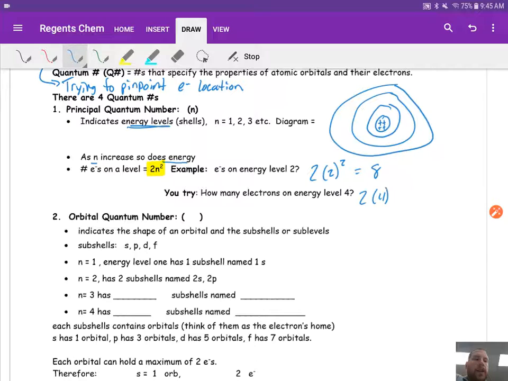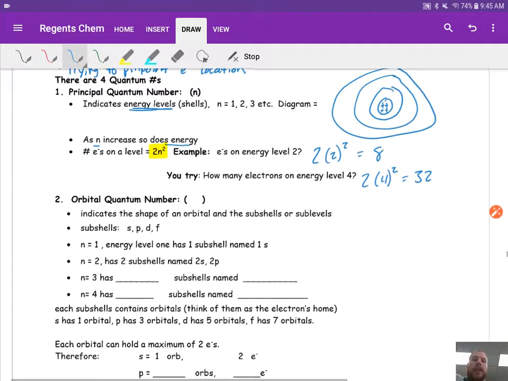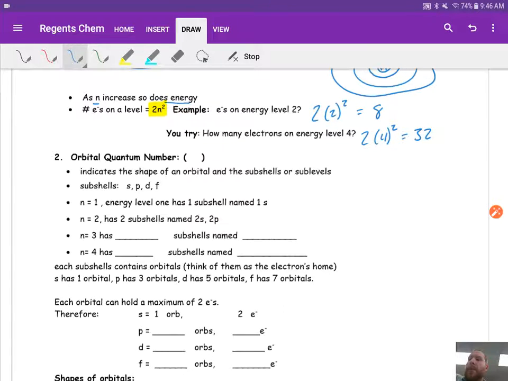The second quantum number is called the orbital quantum number. It's traditionally symbolized with the lowercase l. This indicates the shape of an orbital and the subshells or sublevels that are there. We have 4 sublevels that we can actually see. S, P, D, F is the way that I remember it, in that order. S is filled first, which should be review from that POGIL activity that you did to introduce electron configurations.